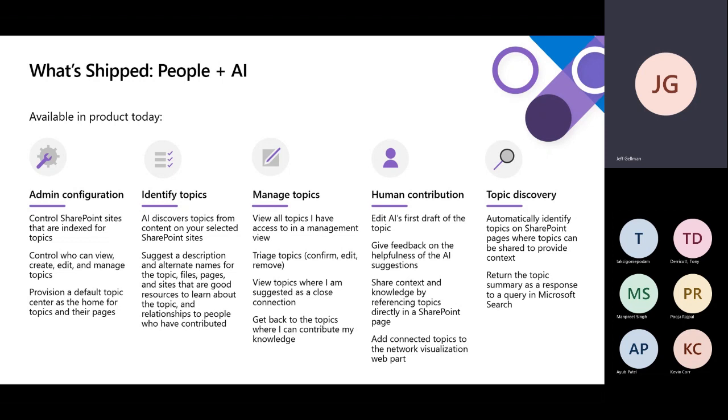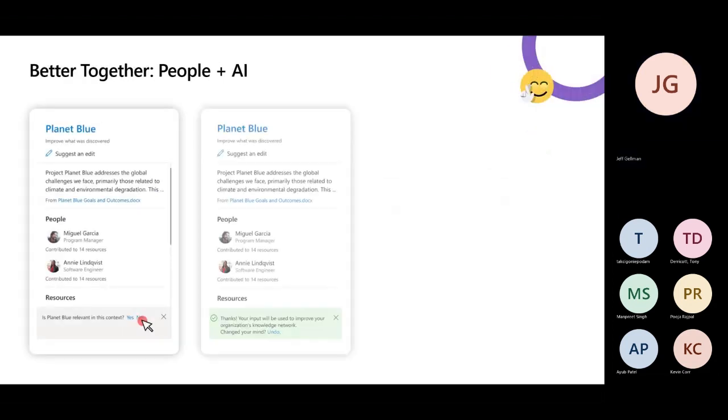And last thing, we'll demonstrate how you can add connected topics to the network visualization web part that's part of the topics page. And lastly, the topics discovery. This is the main engine behind what Viva Topics is. This is to automatically identify topics using that AI engine so they can be provided within Viva Topics itself, and return the topic summary as a response to a query within Microsoft Search. And this will be part of our demo as well.